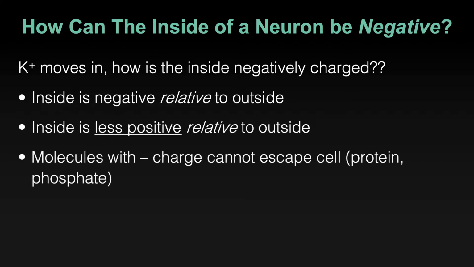Some of the things that contribute to that are the phosphate and the other proteins that are stuck inside. But the net charge, if you added up every single plus and minus sign of all of the things inside, the sum would be smaller than outside. So it's just simply less positive than outside.